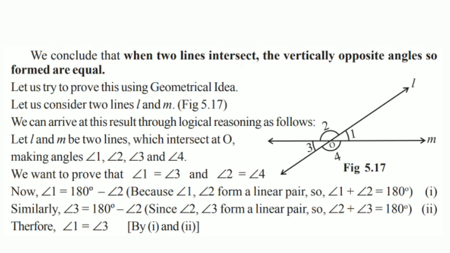When two lines intersect, the vertically opposite angles so formed are equal. So again see the figure here. Angle 1 is equal to angle 3, and angle 2 is equal to angle 4. So these pairs we can call vertically opposite angles.